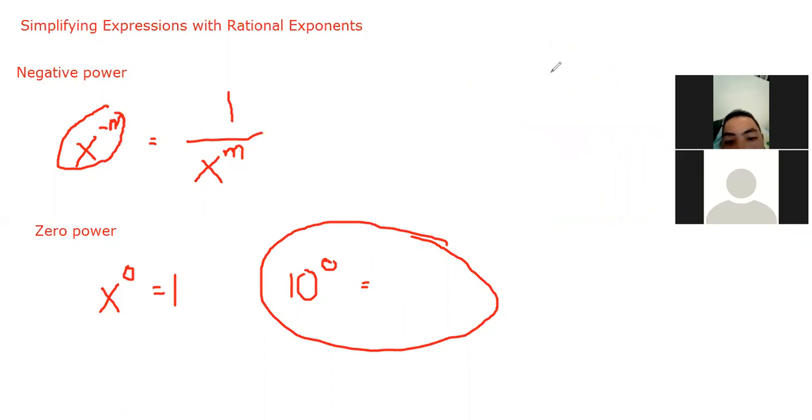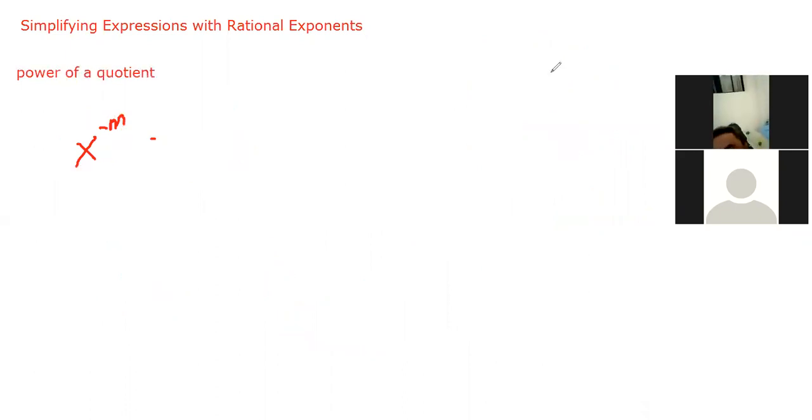Okay? So, yun lahat yung rules of rational exponents. So, sino may tanong ba sa mga rule? May tanong ba tayo sa mga rule? Wala.